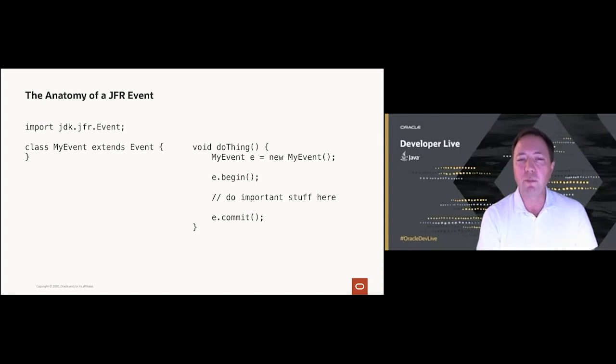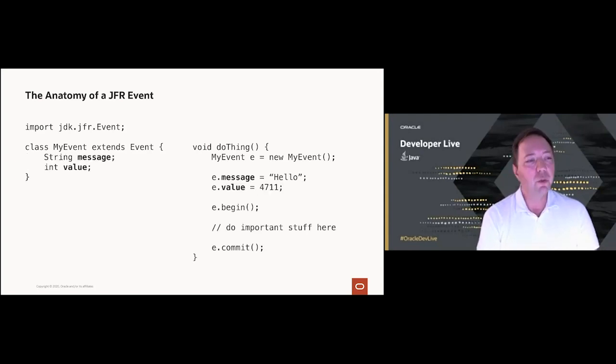How do you associate more data with it? Well, it turns out you do that in the most natural Java way possible. You add a couple of fields to your own event. In this case, I've added a message and a value field. Please give your fields better names and the type as well. I just called them that because, I don't know, it felt good at the time.